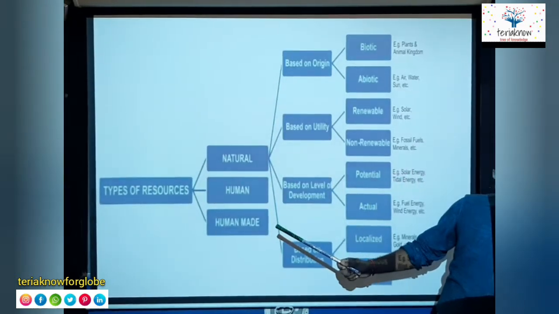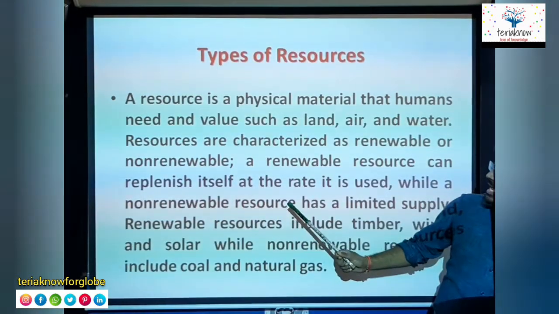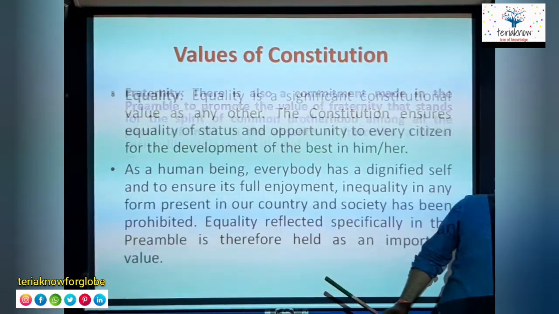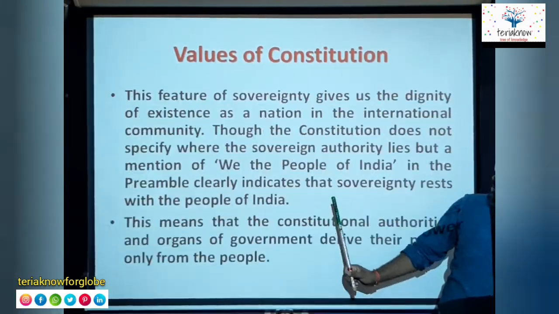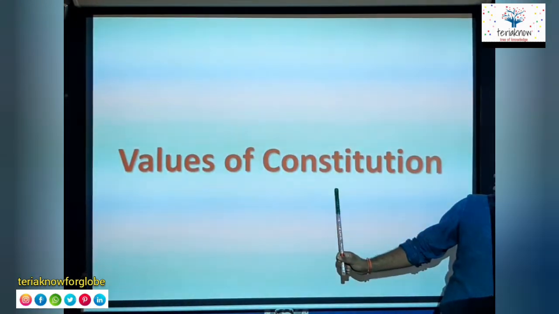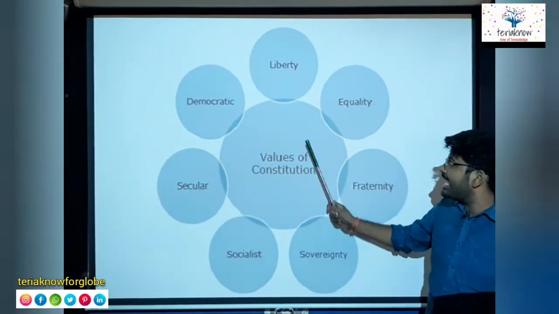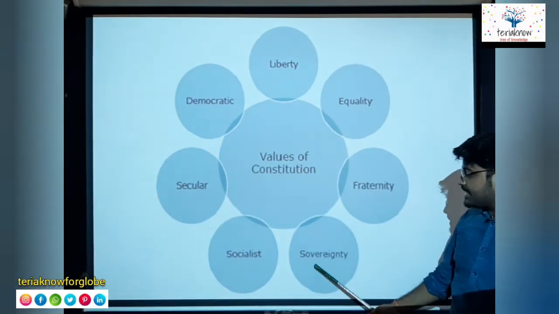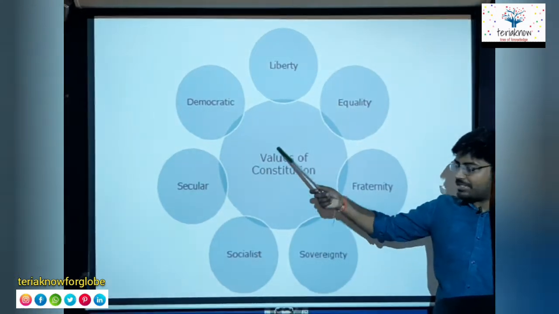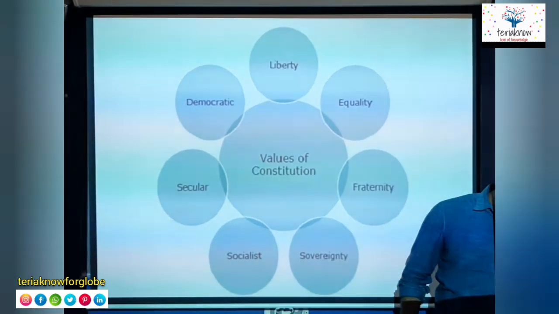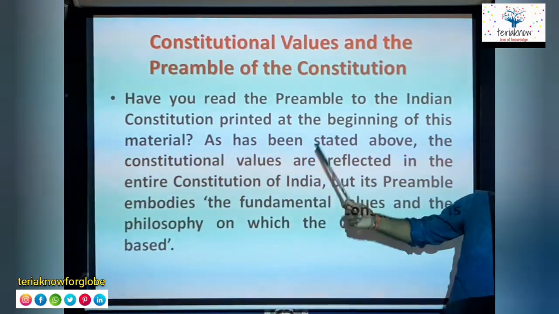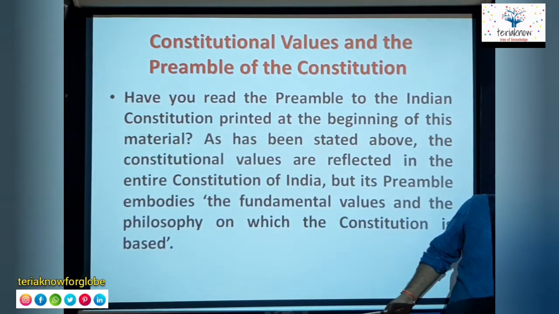Then we talked about the types of resources. Before that, we talked about the different types of resources. And before that, we talked about what? The values of the constitution, where we talked about liberty, equality, fraternity, sovereignty, socialist, secular, democratic, all the points we tried to cover here. You can understand this one by one. This is the first one; you can take a screenshot and read it.